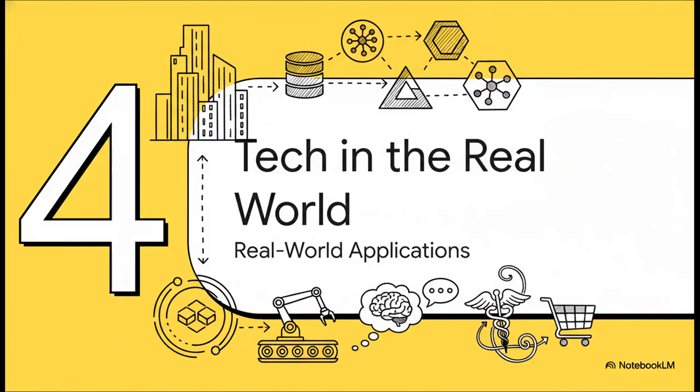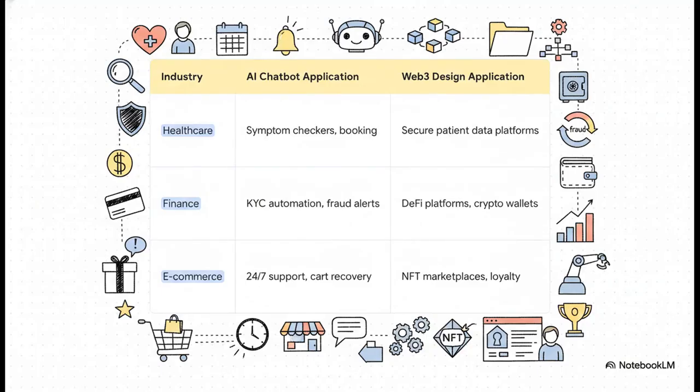Okay, enough with the theory and the blueprints. Let's talk about where this stuff actually shows up in our daily lives. Where can you see these technologies out there in the wild? This table just nails it. In healthcare, an AI chatbot can help you check symptoms, while Web3 design is crucial for building a secure platform to hold your medical data. In finance, AI spots fraud, while Web3 design makes a complex crypto wallet feel safe and easy to use. You see the pattern, right? AI automates the task, while Web3 design builds the trusted environment.